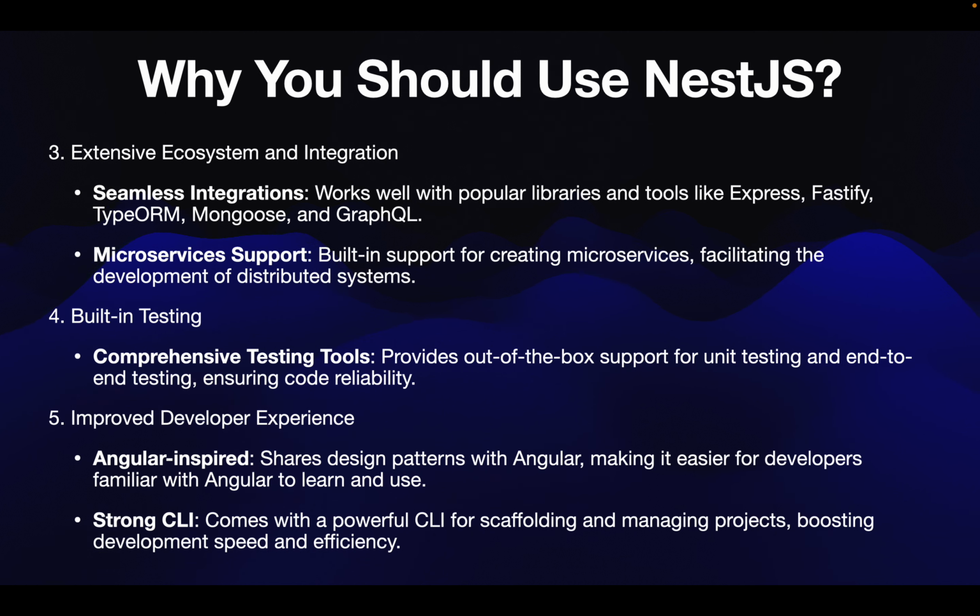A strong CLI. They have a very great CLI tool. You can create anything from that CLI, and you can also create a monorepo. You can get an extensive idea from the documentation. They have their own website, nestjs.com, and you can go to the documentation, I think docs.nestjs.com. A strong CLI comes with a powerful CLI for scaffolding and managing projects, boosting development speed and efficiency.